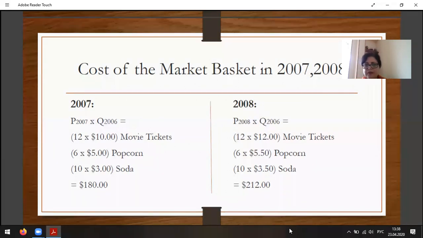The same we do for 2008 year prices. Look, now the movie tickets became more expensive. That's $12 per unit. Popcorn as well is $5.50. And the soda also $3.50. But the quantities we use are the same. The quantities of base year. And I would like to remind you, the base year is 2006 quantities.